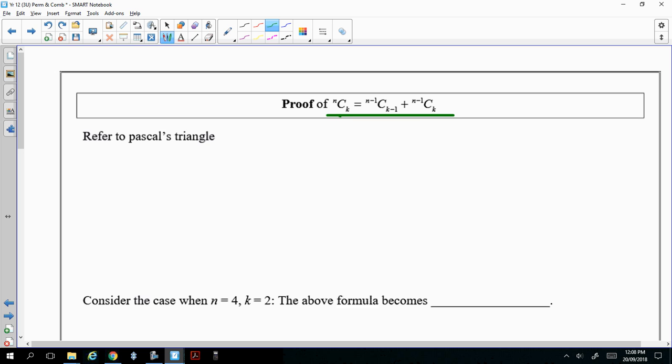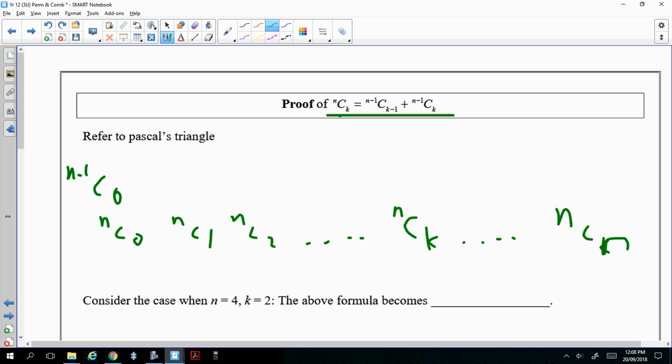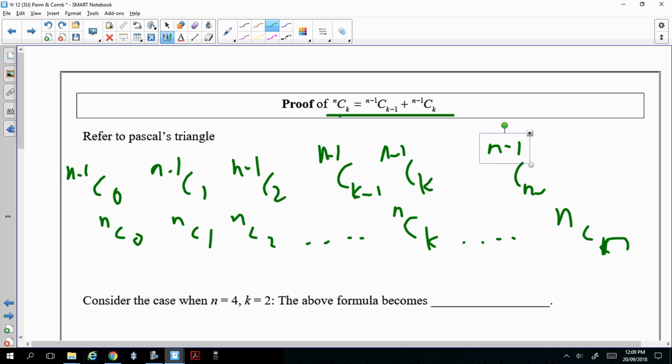So if I write nC0, nC1, nC2, somewhere along the line you get nCk, nCn. And on the top you get n-1C0, n-1C1, n-1C2, and somewhere above will be n-1Ck, and before that is n-1Ck-1, and somewhere before is n-1, n-1. Basically we learned that from Pascal's triangle. If you add the 2 terms above, it gives you this term, isn't it? That's where that comes from: the addition property of Pascal's triangle.